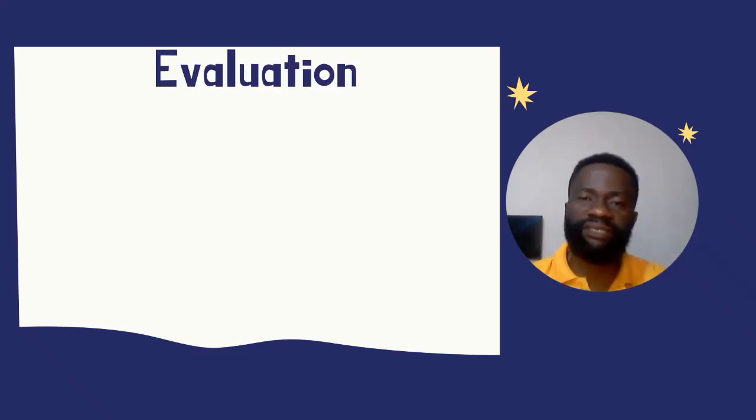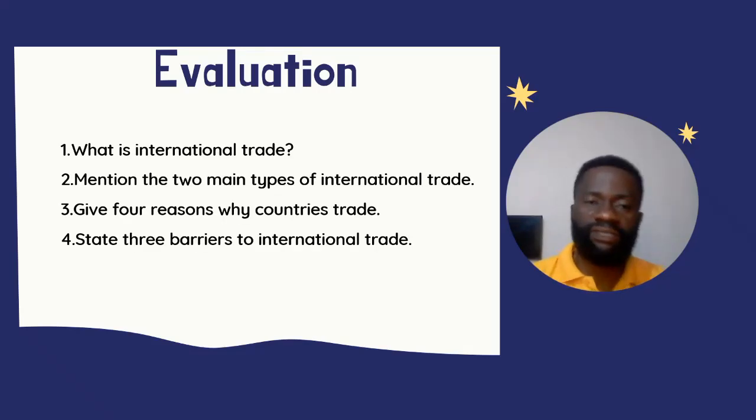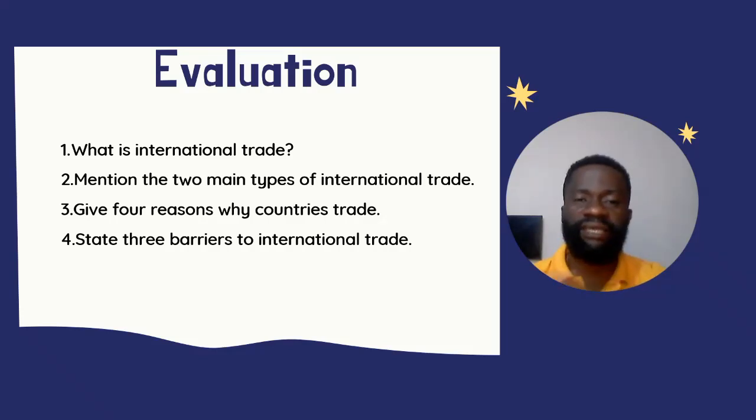So we have looked at the meaning of international trade, its types, the reasons why countries engage in it, and the barriers that hinder it. Now, I want you to answer the following questions. Question number 1. What is international trade? 2. Mention the two main types of international trade. 3. Give 4 reasons why countries trade. And lastly, state 3 barriers to international trade.